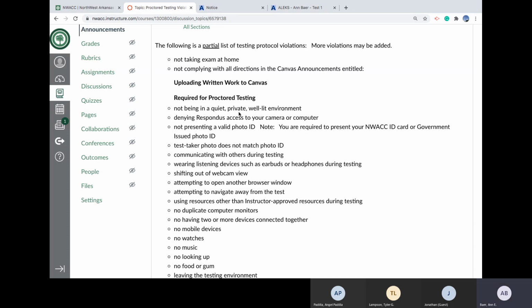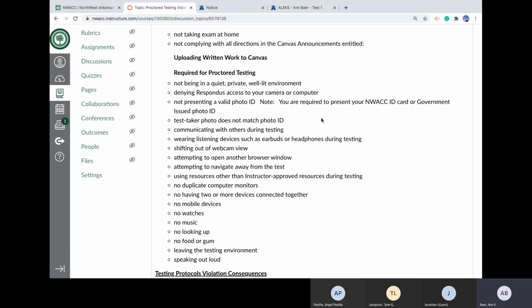So, and the private comes in there too. That means it's quiet and so forth. So another violation is denying respondents access to your camera or computer, not presenting a valid photo ID. Test taker photo does not match photo ID.